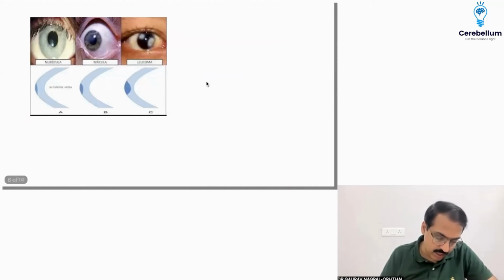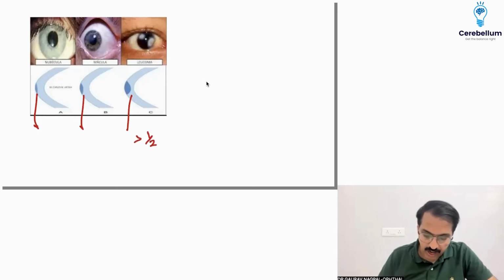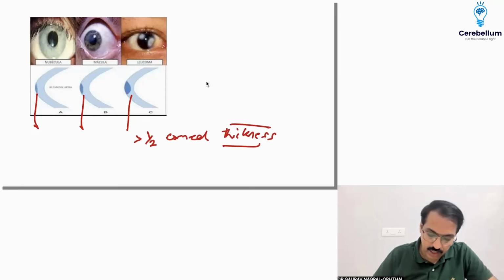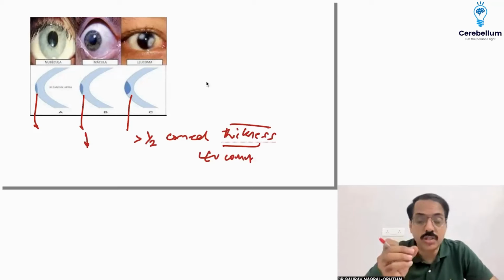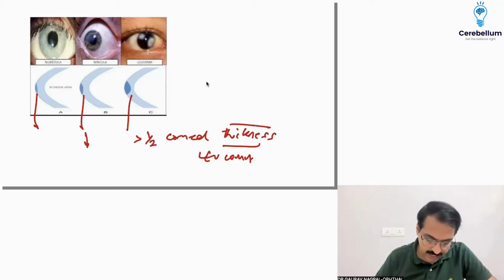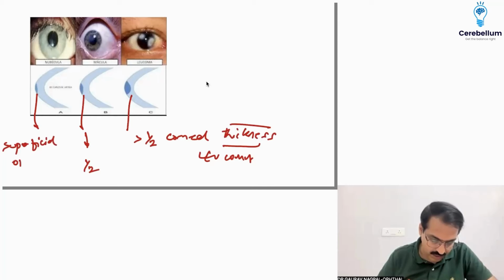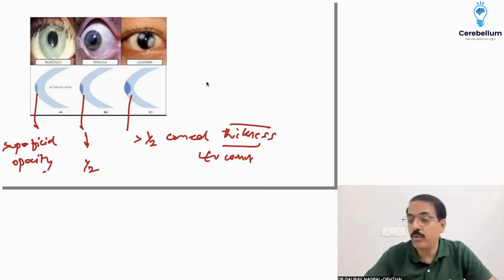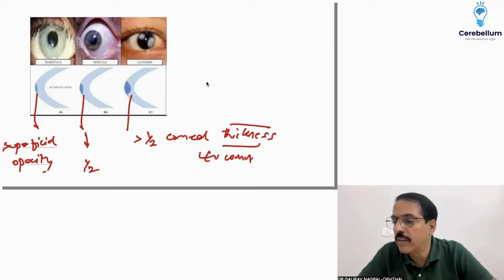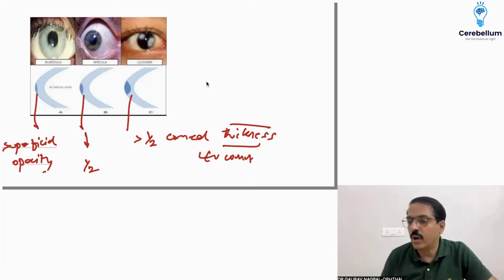Okay. So this was the superficial stroma, one-third and more than half of the corneal thickness is your leukoma. This is histopathologically, okay? This is less than half, and this is absolutely superficial opacity. This is your nebula, correct? Okay. Yes, only pupil margin seen. Only pupil margin seen would be the correct answer then.